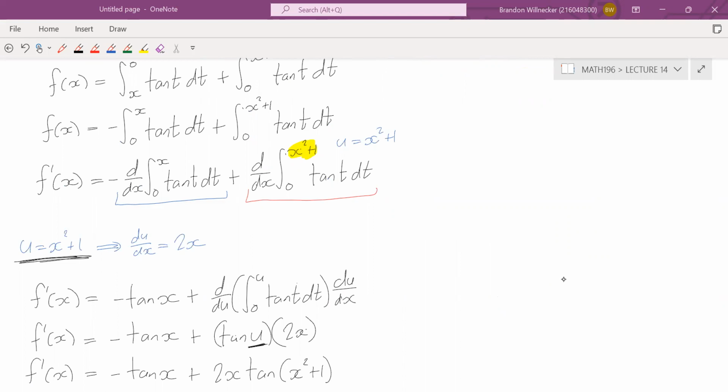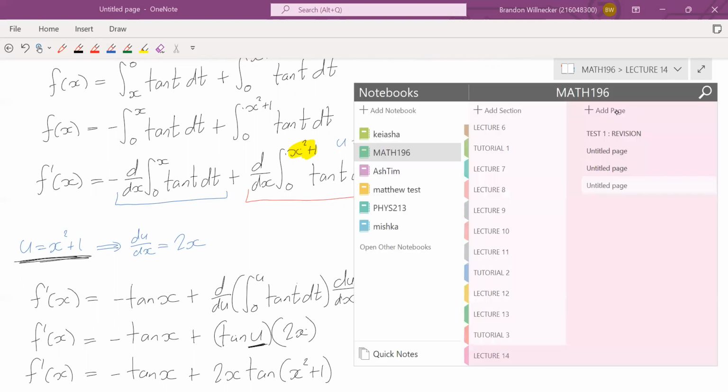Okay, so you'll get something similar to these two in your test. Any questions before we move on? Okay, let's take a look at question 3.